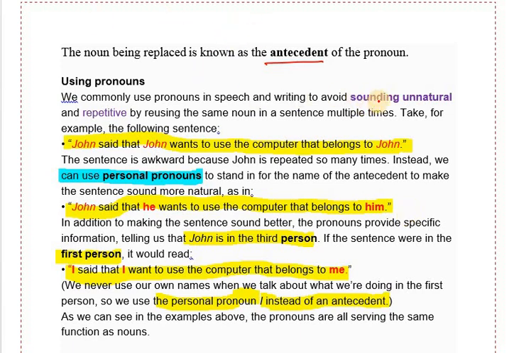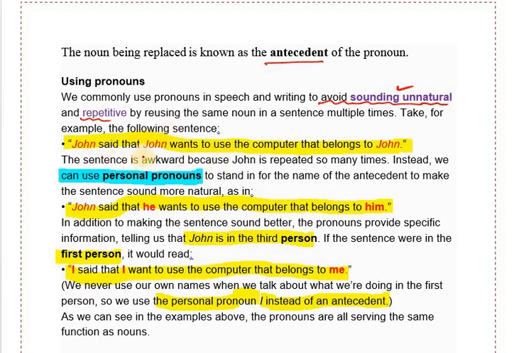So there are two reasons. The first one is to avoid sounding unnatural. We just want the sentence to be natural. And the second one is we just want to avoid the repetitive words, because people will get bored. Repetitively reusing the same noun in a sentence multiple times just creates a problem. Clear? Let's take an example.